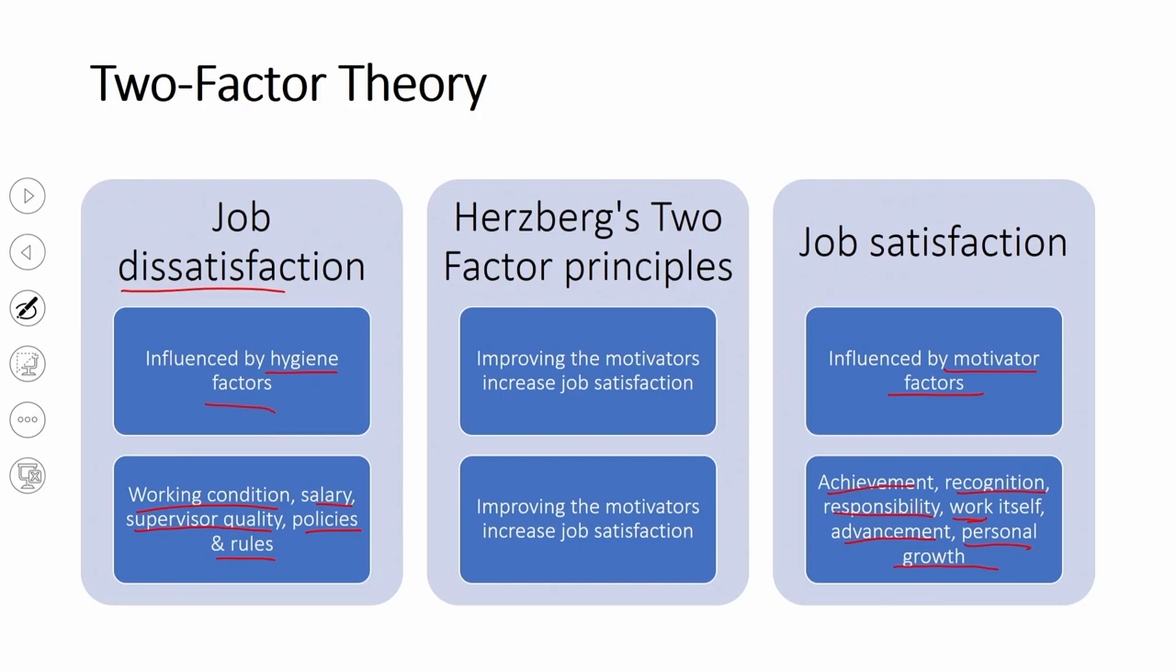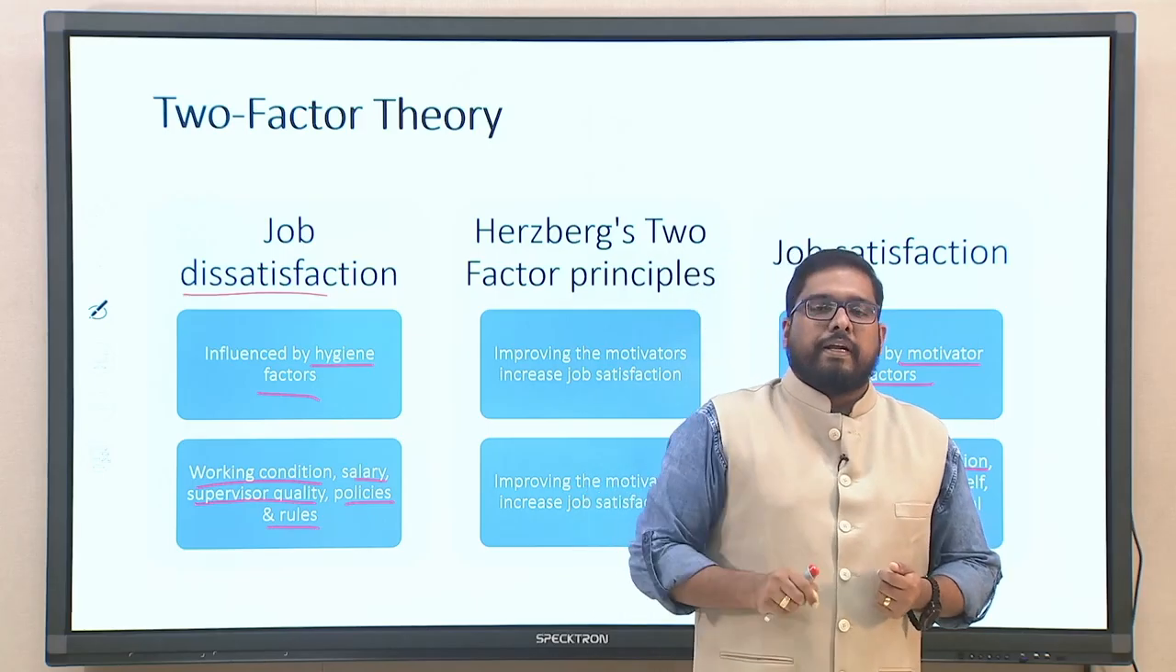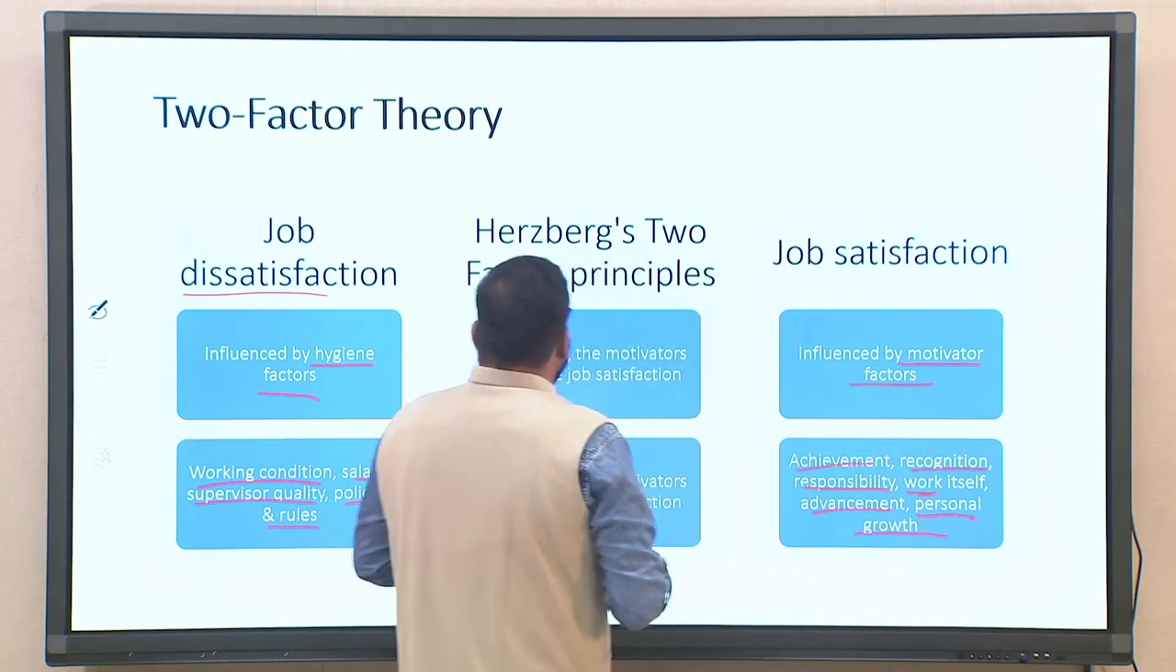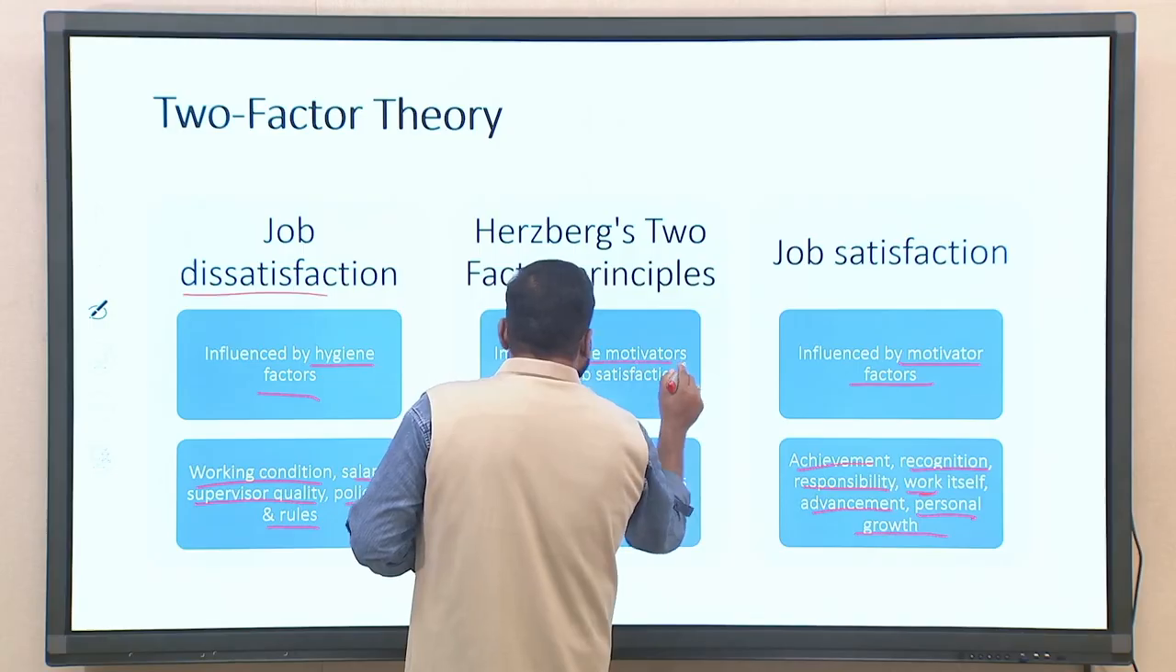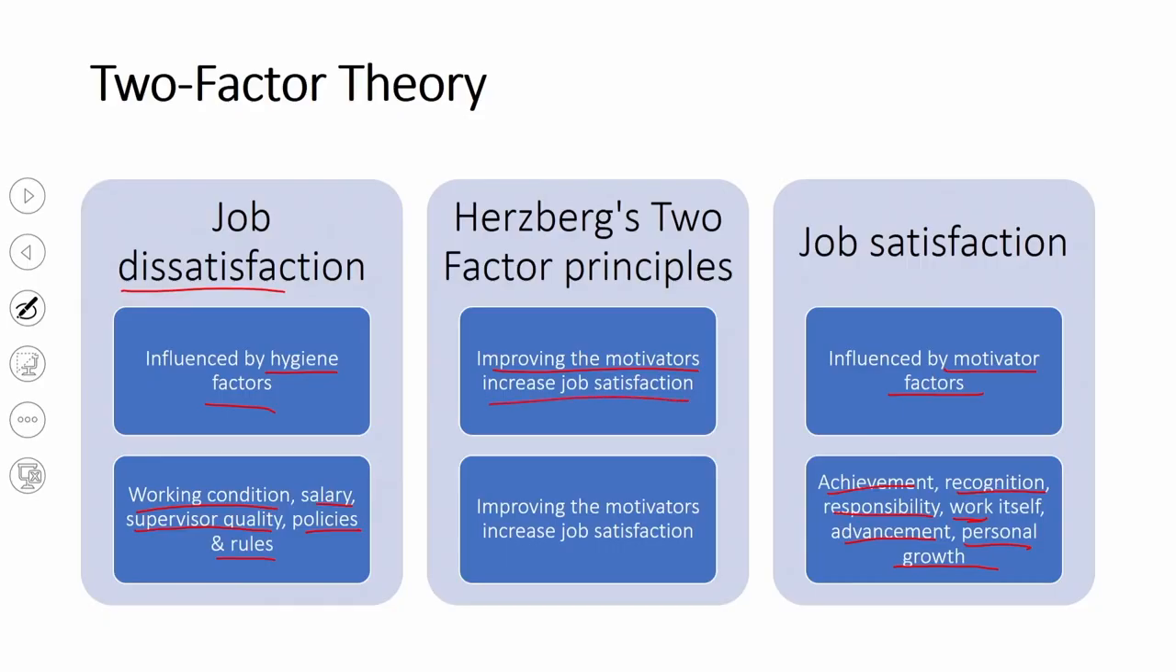These are the things that will add job satisfaction. So these are some of the motivating factors. So Herzberg's two-factor principle talks about improving the motivators to increase job satisfaction, whereas improving the hygiene factors tends to produce a situation where there is less dissatisfaction.